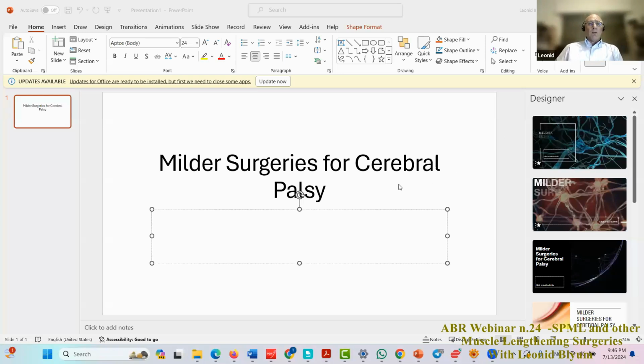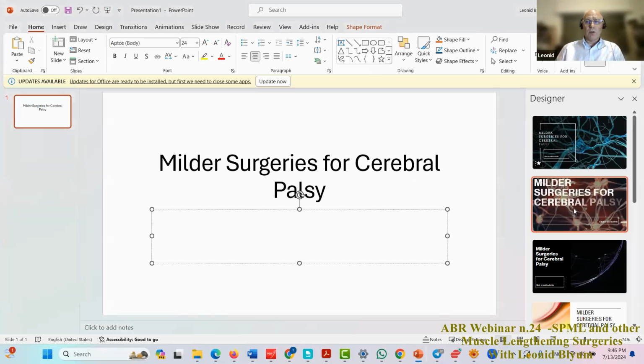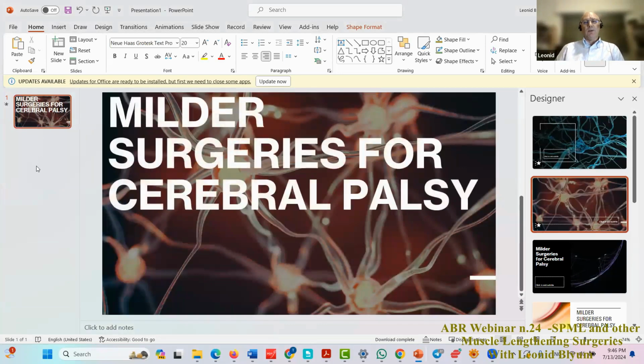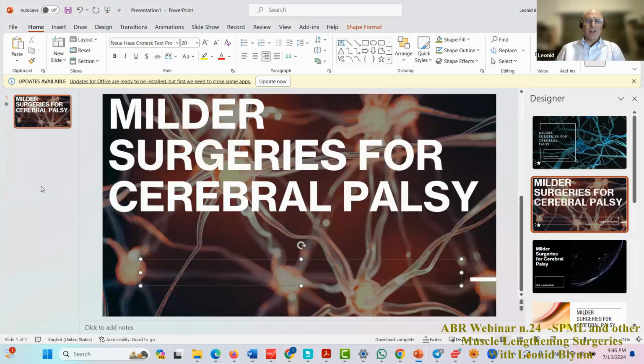Okay, so milder surgeries for cerebral palsy. So that brings us into sort of several dimensions, right? So several dimensions. That is offering me some elegant. Oh wow, you see, that's a smart AI suggestion. Okay, let's follow up with this. So milder surgeries for the cerebral palsy. Of course, this SPML thing.